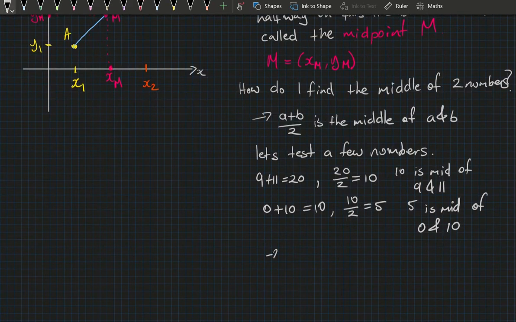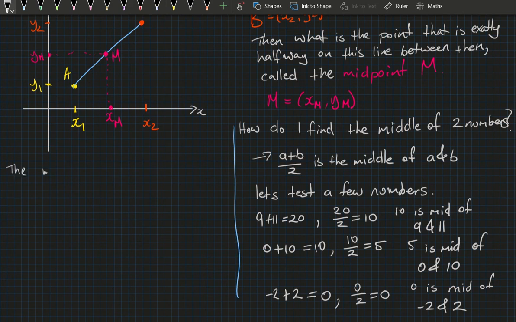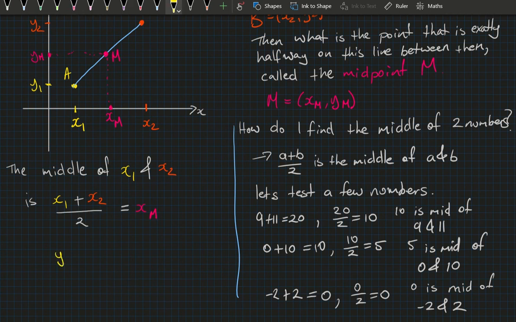And one more, minus 2 plus 2, well that equals 0, and 0 divided by 2 is also equal to 0, and 0 is the middle of minus 2 and 2. So it tends to always work with numbers, but just believe me, it does work, okay? So this means the middle of x1 and x2 is equal to x1 plus x2 divided by 2, and this is equal to xm. And similarly, the middle of y1 and y2 is equal to y1 plus y2 divided by 2, which is equal to ym.